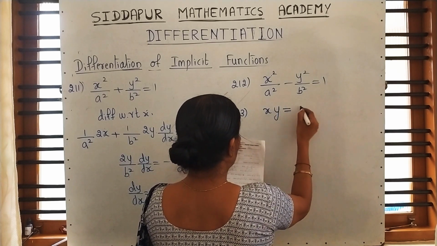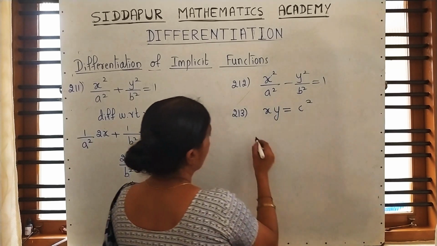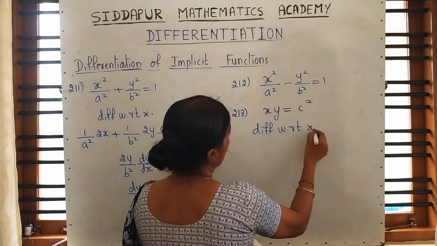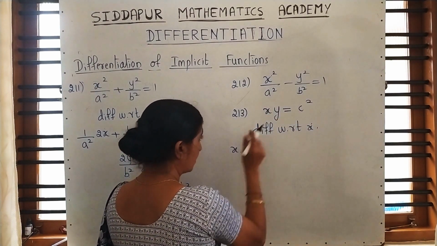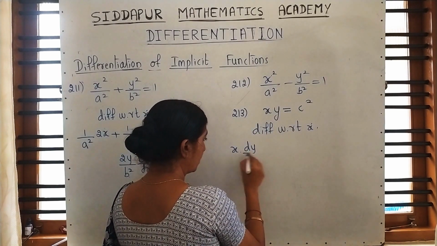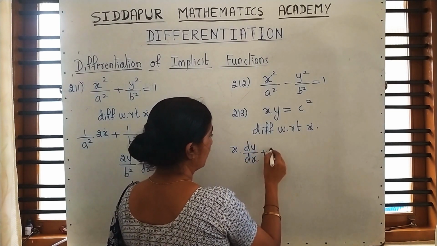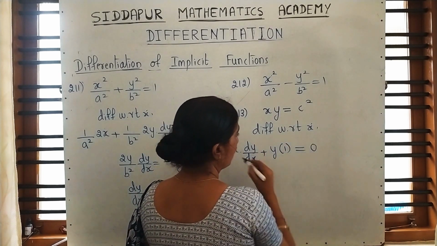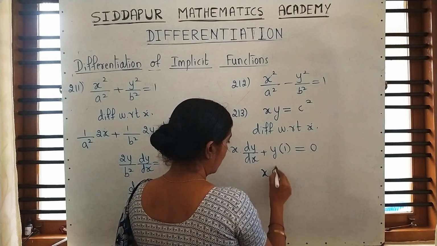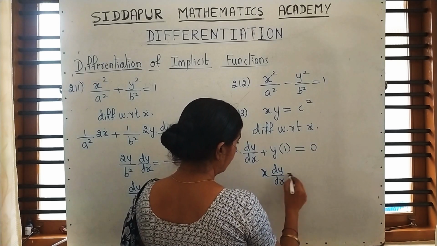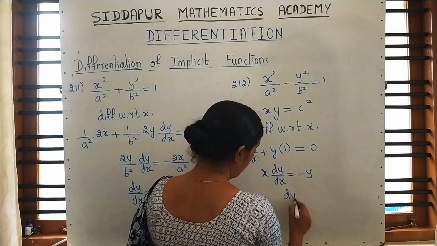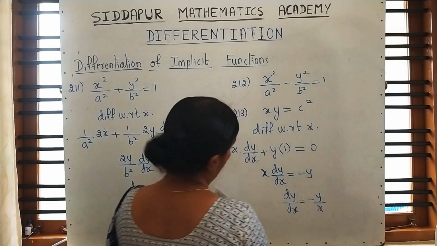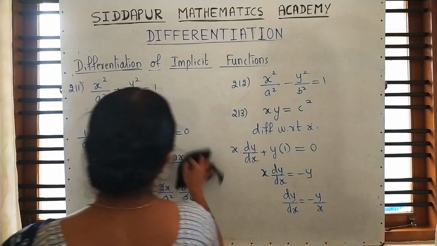Xy is equal to c square. So differentiating with respect to x. X as it is, u into v. Differentiation of y is dy upon dx, plus y as it is, differentiation of x is 1. Differentiation of c square is 0. So what is remaining? Next, moving to next question.